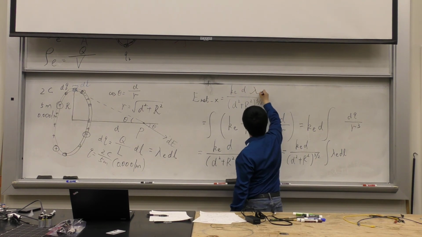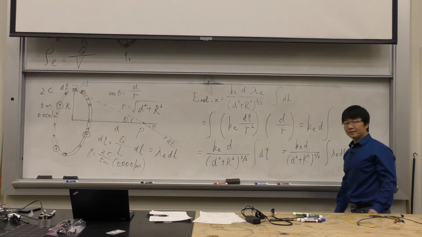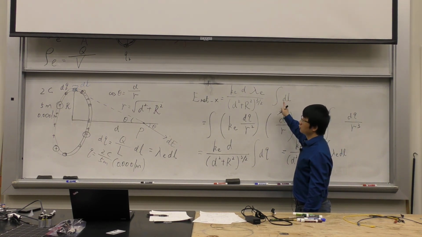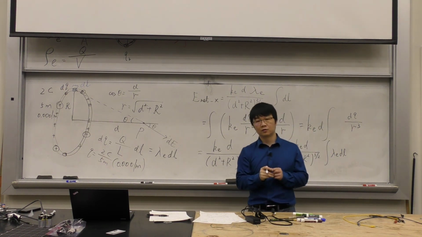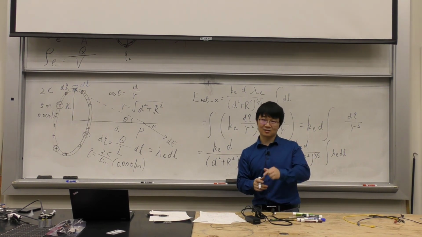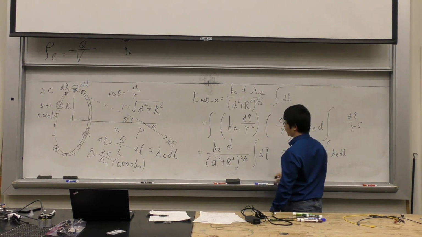Now lambda e, take it out. You have integral dl. And this is actually a very easy one because you don't have any function here. That means you're just integrating this dl itself. What do you get? You're just adding all these little lengths together. Remember, this is just going to become, I'm going to write it here.